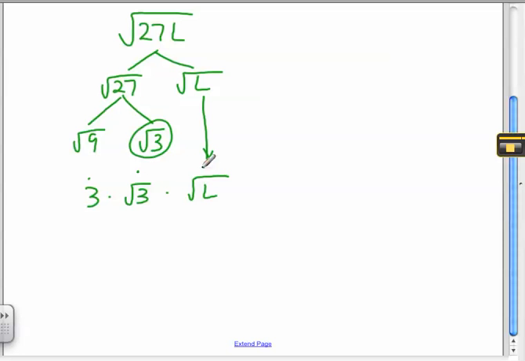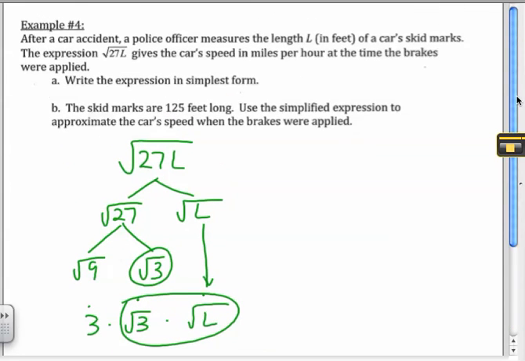But I need to simplify this as much as I can. So these two things, because they're both radical, I can multiply them, and I'm going to get 3 times the square root of 3L, because I can put them under the same radical. If I can factor radicals, I certainly can multiply them together. Okay, so we have simplified it. We've got A. You can't see it right now. It's down there at the bottom.